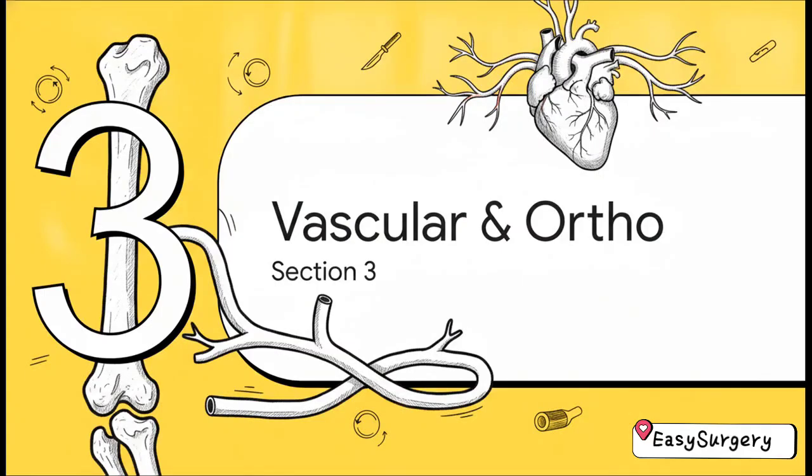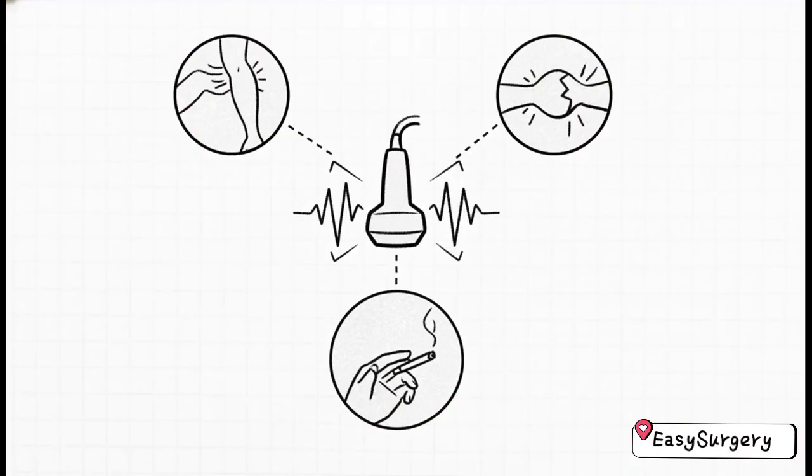Let's keep the momentum going with Section 3, Vascular and Orthopedic Surgery. Notice a pattern here? We rely heavily on ultrasound and duplex modalities in vascular surgery. Whether we're screening an abdominal aortic aneurysm, investigating varicose veins with a venous duplex, or assessing carotid stenosis with a duplex Doppler, sound waves are totally our best friend here.